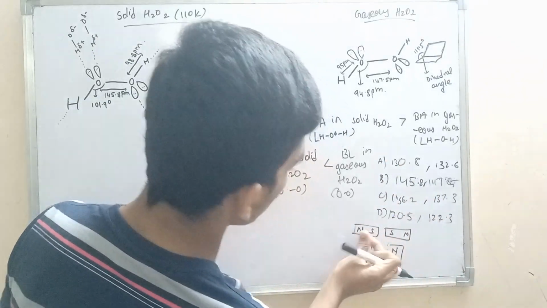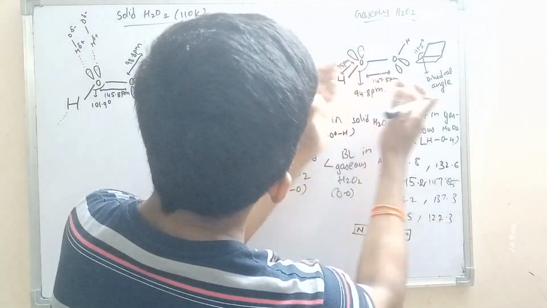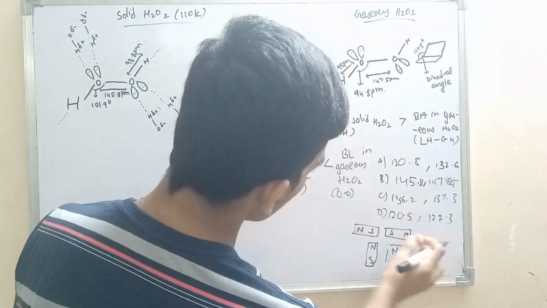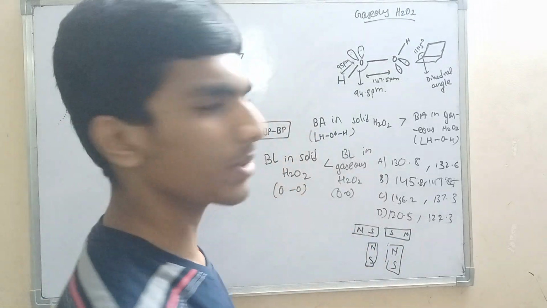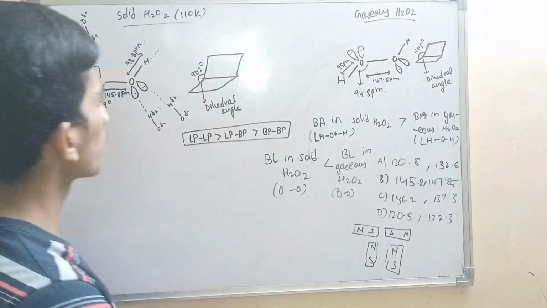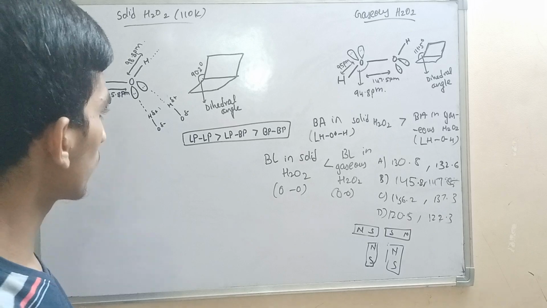Bring these two magnets like this, they repel much, so they will get into more distance. If you keep the magnets like this, they won't have much repulsion. Same phenomenon. Coming to dihedral angle.